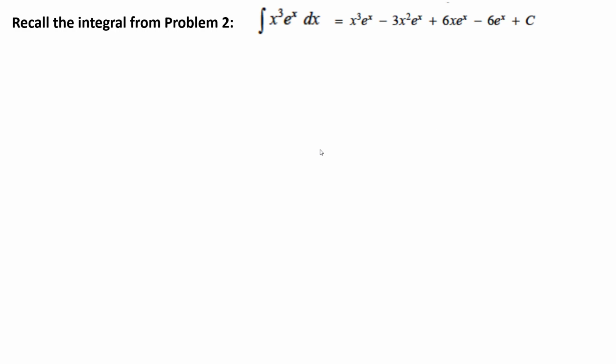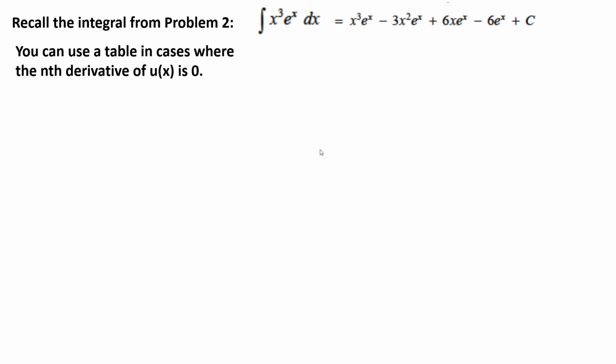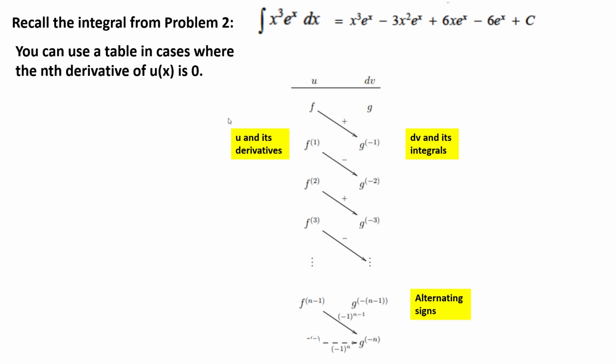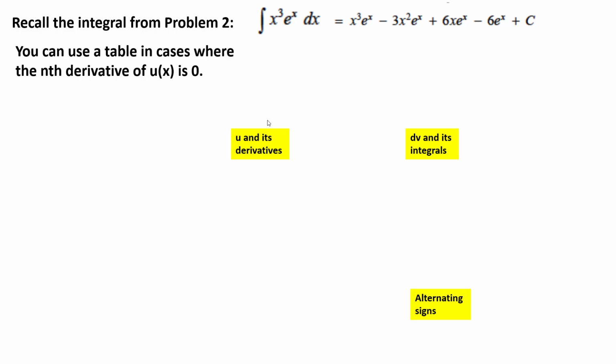Okay, there is a way to do this in a more systematic way. In the cases where you choose your one function to be u, and the nth derivative of u is 0, so it doesn't matter, this can be x to the 10th, just eventually the derivative of u is 0, you can use something called tabular or table integration.